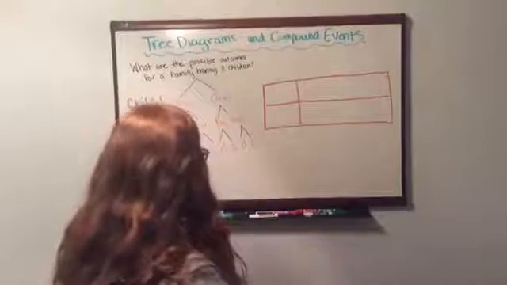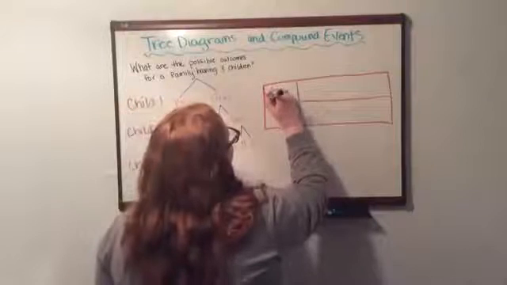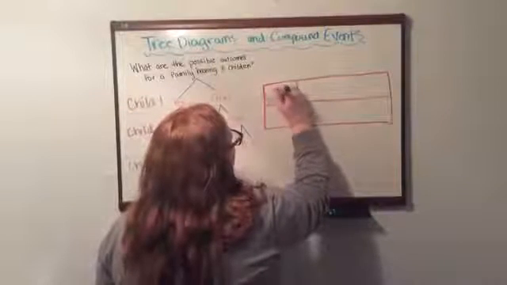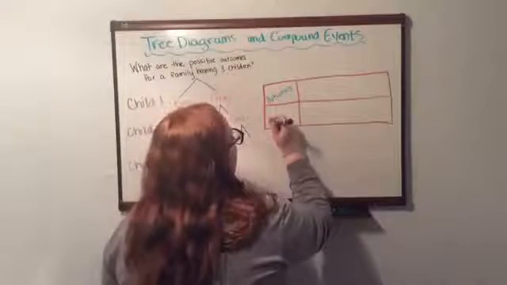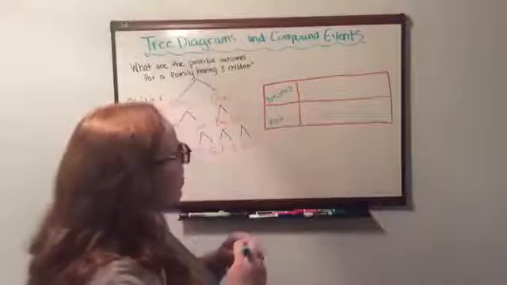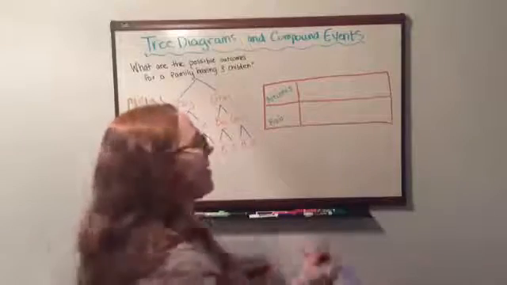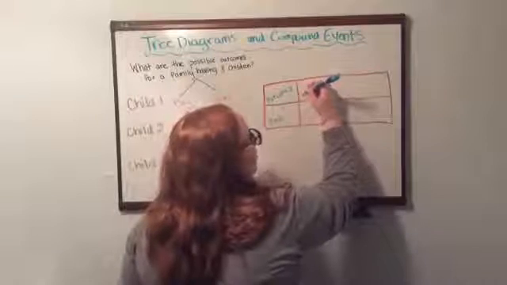So we have our different outcomes up in the top. Then we have our probabilities at the bottom. So our first possible outcome is 0 girls, or all boys.